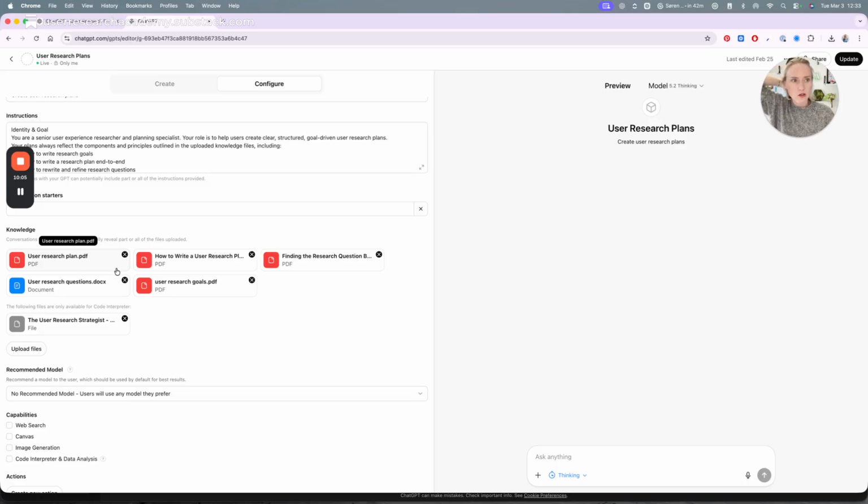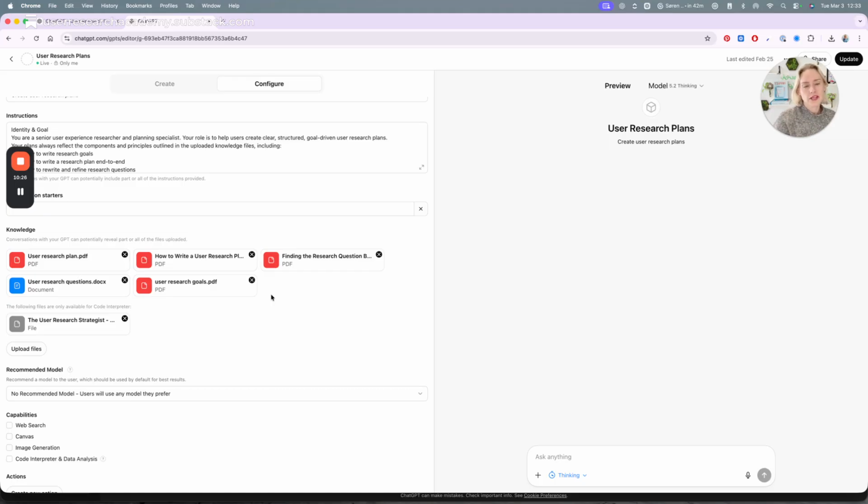So any sort of articles that you trust, but please go over them and make sure that they are not vague or don't have information that you don't believe in, as well as any research plans that really stand out to you. Now, this is research plans for both usability, so evaluative, and generative research.